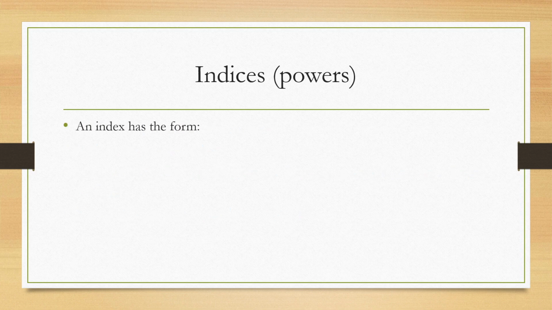So usually an index has this form. What I mean by form is the number usually looks something similar to this. A and n are just two letters that I picked out, but you can substitute in numbers for a and n. Where it says a, the a is called the base. This is the number or letter that we are multiplying by itself. And n is called the power, the number of times that something is being multiplied by itself.